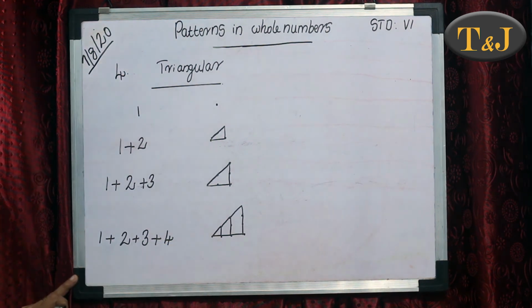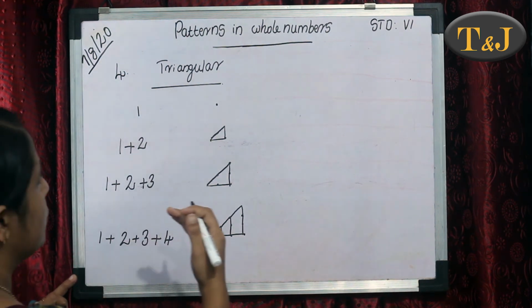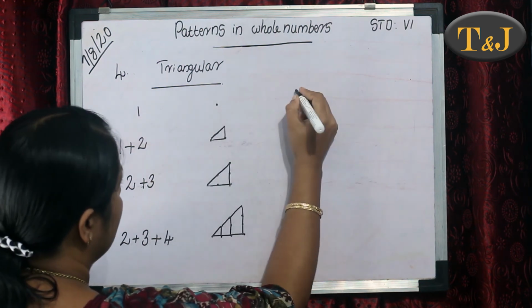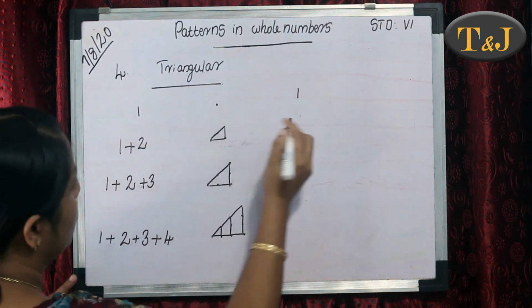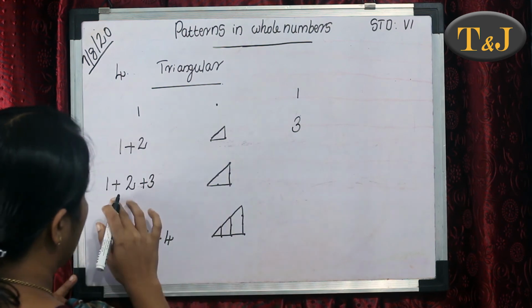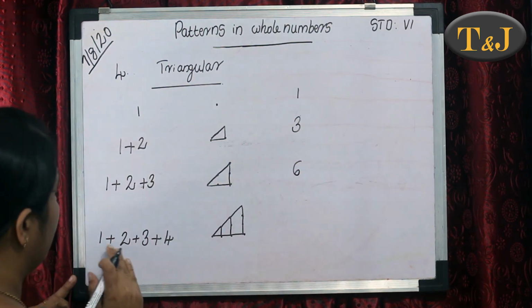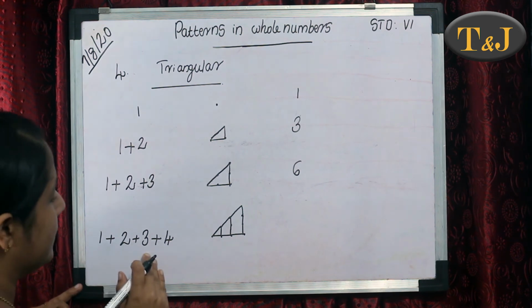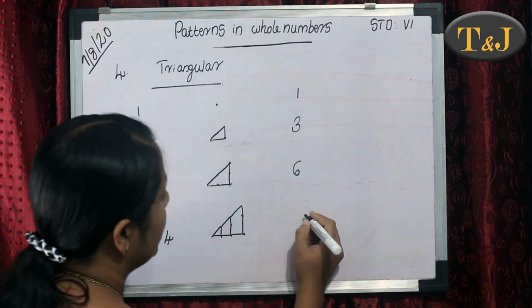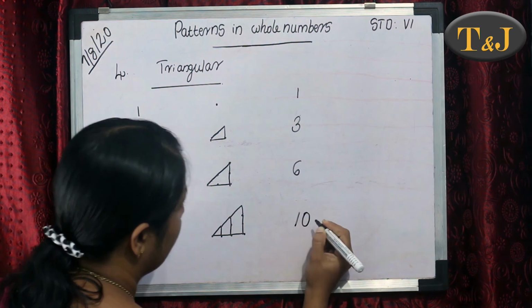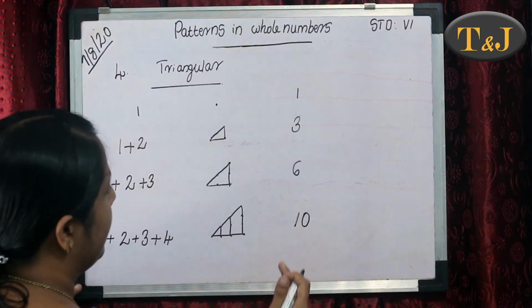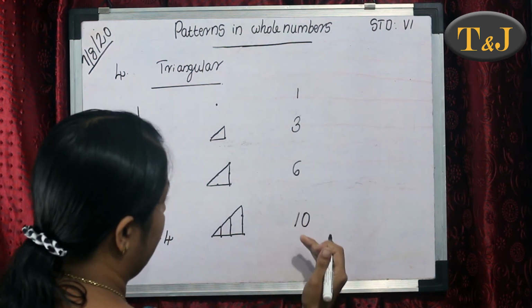So in the triangular pattern of whole numbers, which numbers are there? Here the number is 1. Here 1 plus 2 equal 3. Next is 1 plus 2, 3, 3 plus 3 equal 6. Next is 1 plus 2 equal 3, 3 plus 3 equal 6, 6 plus 4 equal 10. So the triangular pattern numbers are 1, 3, 6, 10.